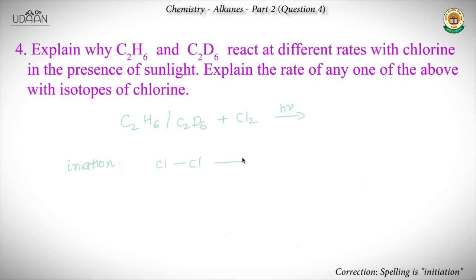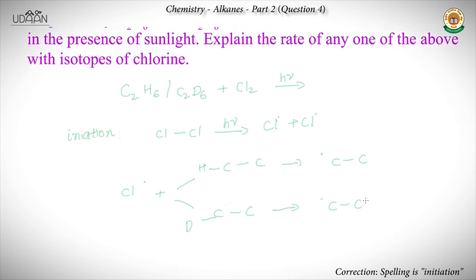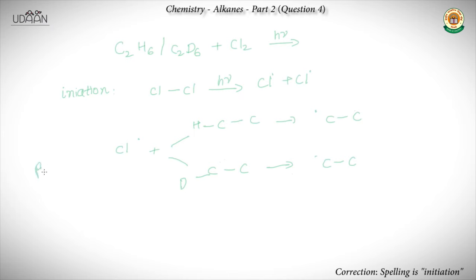Cl2 gives two Cl. Now you get a Cl free radical. Now in the propagation step, what happens is Cl free radical will act upon the alkane. In the first case you will get one radical, and in the second case, it cleaves the CD bond, you will get one more radical. And what is this step called? This is the propagation step. We call it a propagation step.